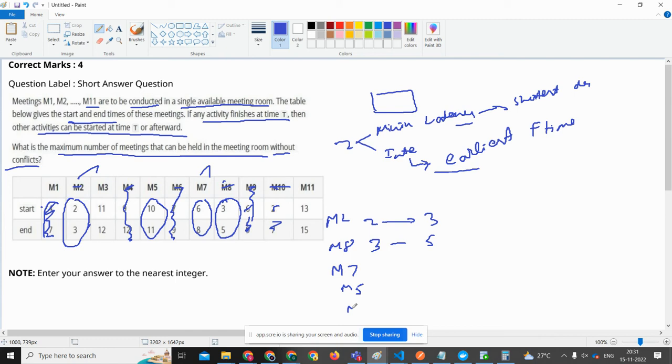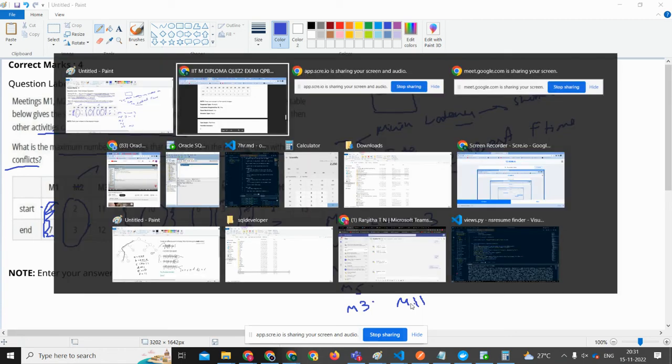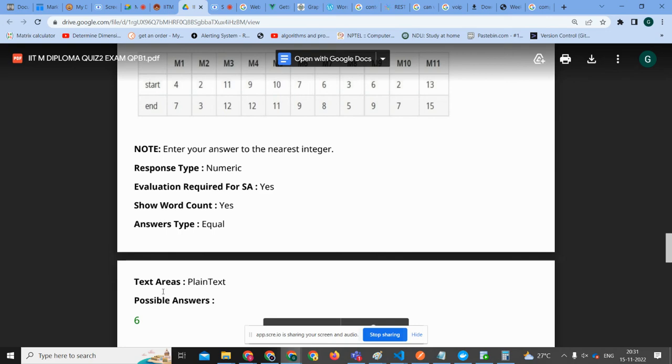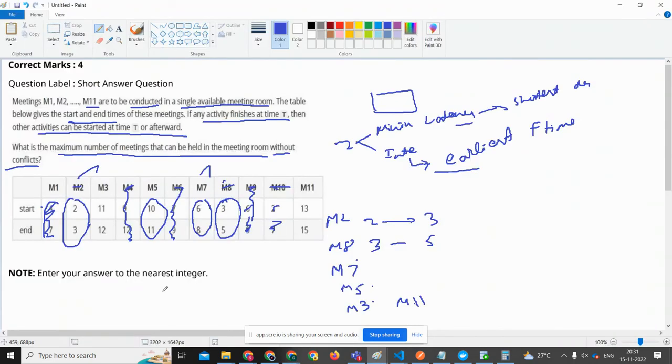Then you have M3, and then M11. So how many do we have in total? 1, 2, 3, 4, 5, 6. And the answer is also 6. Mahi, are you clear with this question? Yeah. Nice. So anyone else having any doubt on this question?